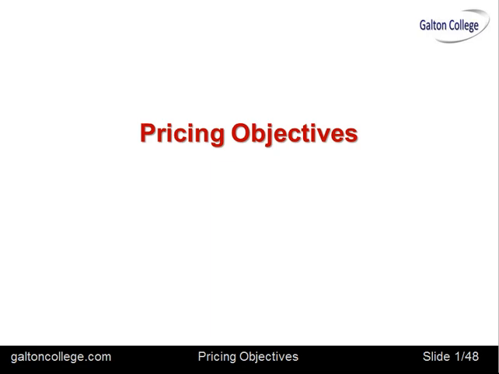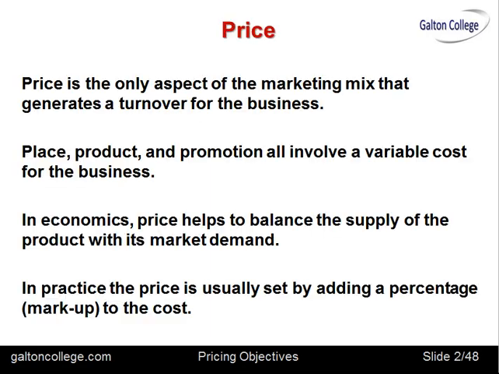In this session we want to talk about pricing objectives. Now, price is the only variable, or the only aspect of the marketing mix, that generates a turnover for the business. So it's only price that brings revenue in. It's the only component of the marketing mix that generates revenue.